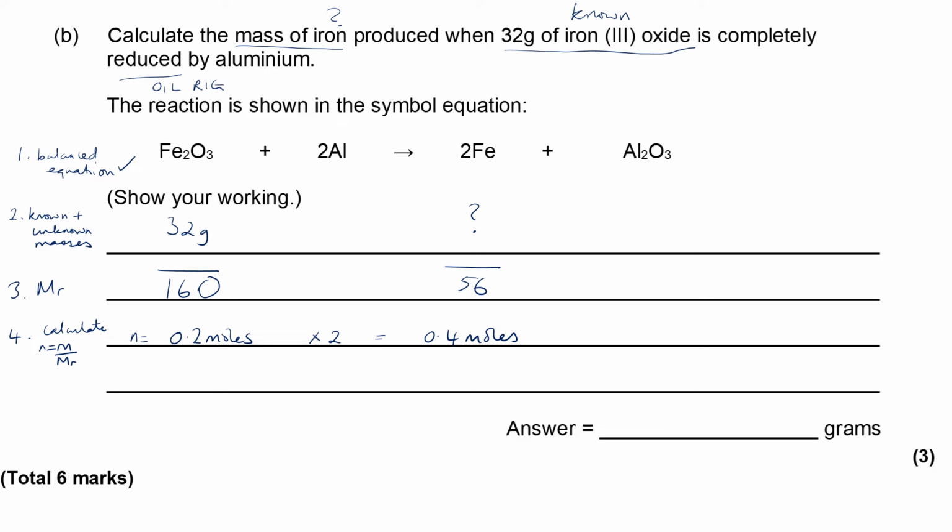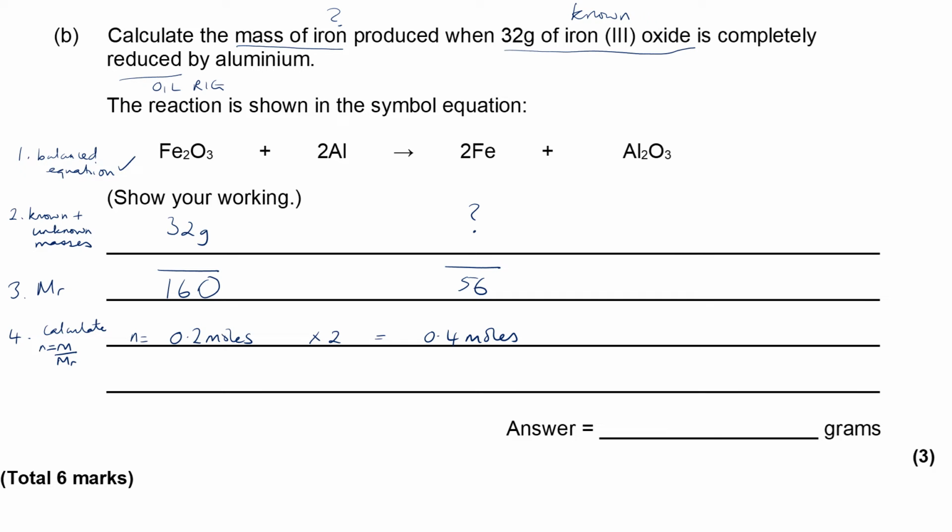And then step 4, I need to find the moles. n equals mass over formula mass. So I'll have to use that equation. Now, if you look at the way I've written steps 2 and 3, that's basically the equation. I just need to put a divide line in between the numerator and the denominator, if you like. And I can calculate the number of moles of iron 3 oxide as 0.2 moles.